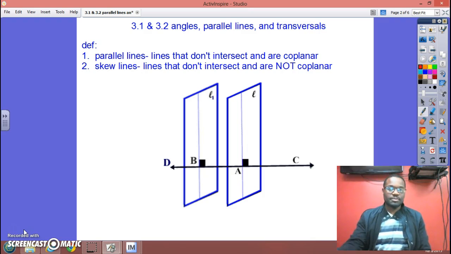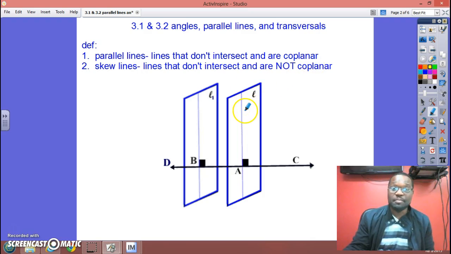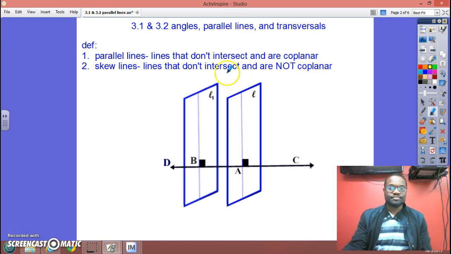We're going to start off with a couple of definitions here. Parallel lines are lines that do not intersect and are coplanar. So that means in basic common sense they're on the same piece of paper but they never intersect. Skew lines are lines that do not intersect and are not coplanar. So they're not on the same plane, they don't intersect. We call those skew lines.